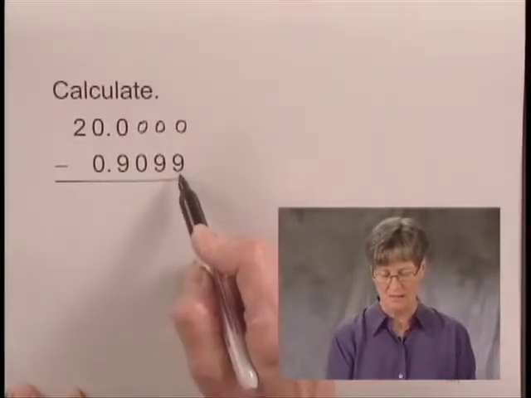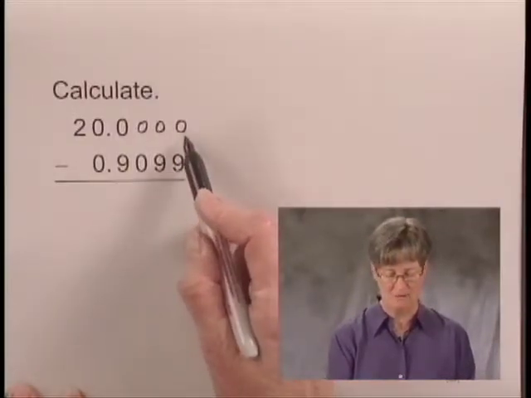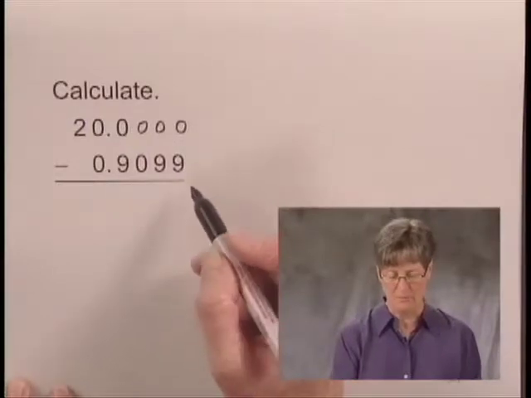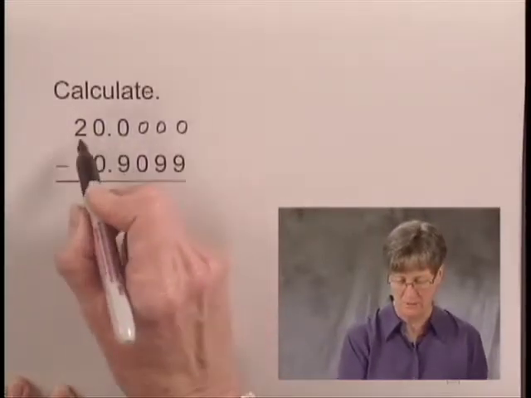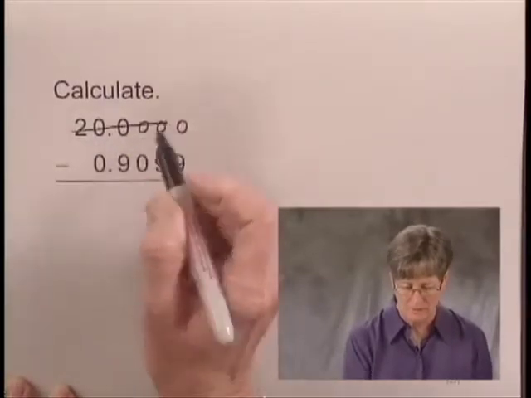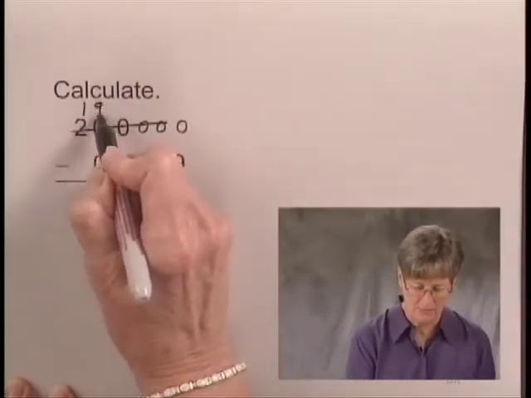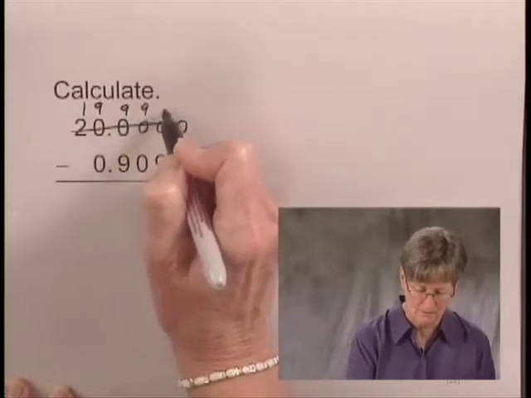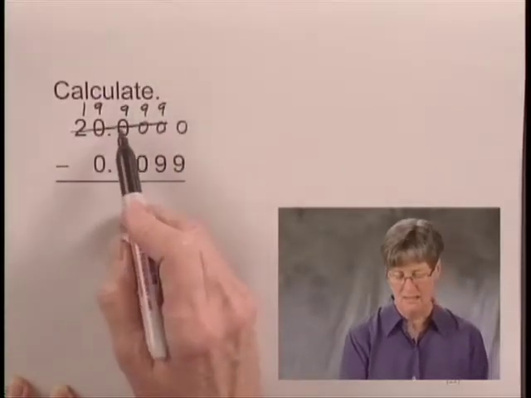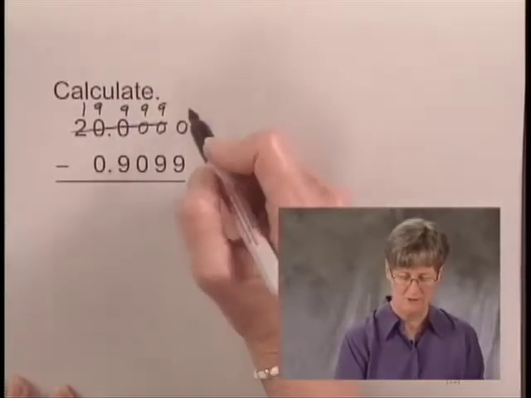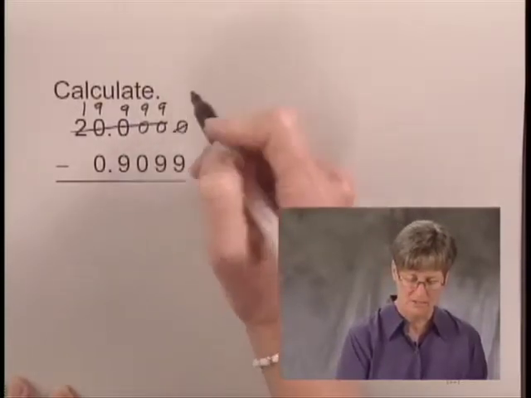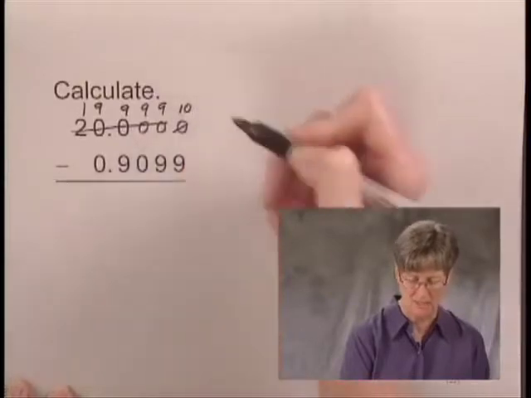Now starting at the right and subtracting, I can't subtract 9 from 0. So I'm going to have to borrow, and I'm going to have to go all the way over to the left-hand column to start borrowing. So I'm going to rewrite 20 as 19 and 999 thousandths, and there's 1,000th left over, which is 10 10,000ths, so I can write 10 here.